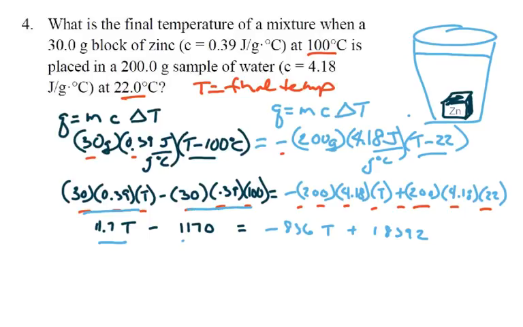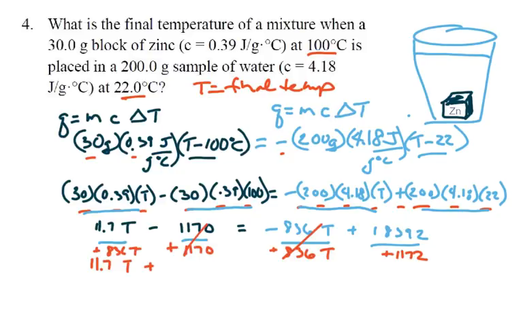30.39 times 100, I got 1,170. I took this part, minus 200, 4.18 in t, so I got negative 8.36t. And here, 200 times 4.18 times 22, I got 18,392. Okay, now I'm going to put like terms together.